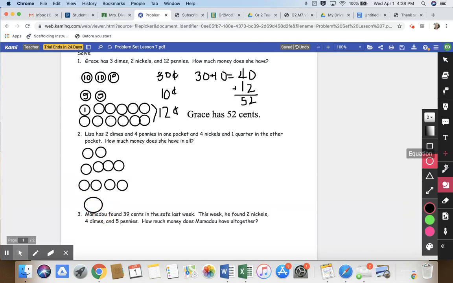Okay, and I'm going to write in here the worth of each of these, just because all the circles are the same size and real change has different sizes. So our dimes are worth 10 cents each. Our pennies are worth 1 cent each. Our nickels, 4 nickels, are going to be worth 5 cents.